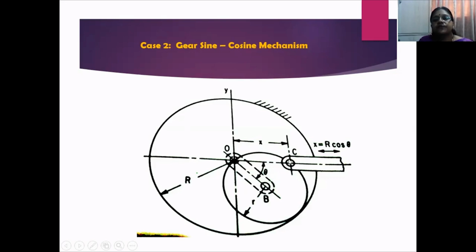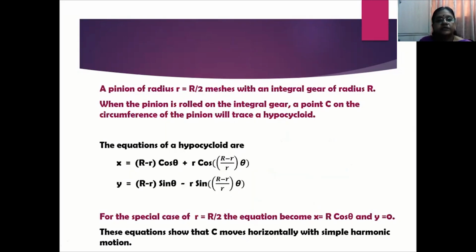Now, if you connect another link, pivoted at this particular point, you can notice that this point C will have a cycloidal motion, when this planet is having a simple harmonic motion inside the sun gear. So the cycloidal motion will have both cosine as well as sine functions within it. Let us see some mathematics of this.